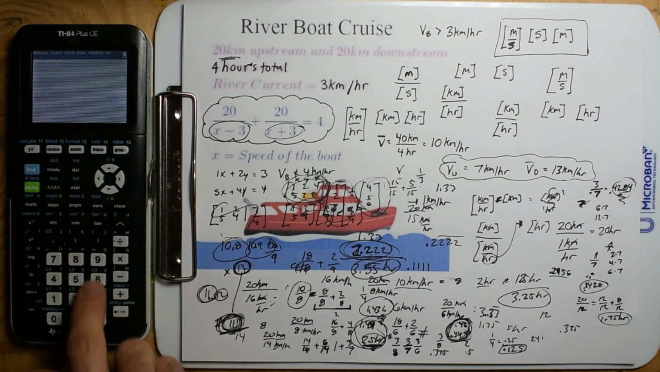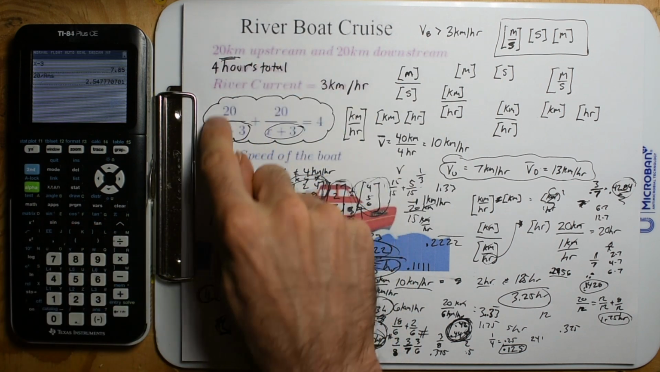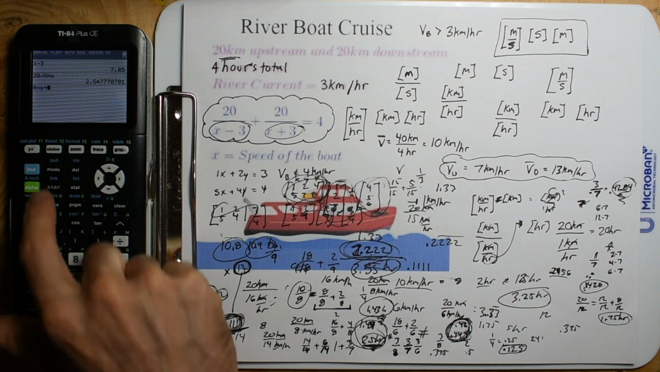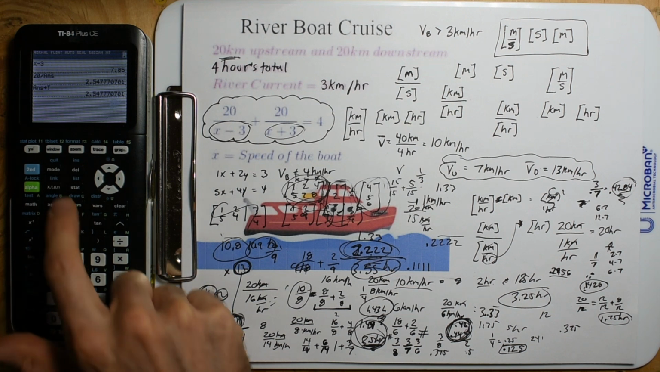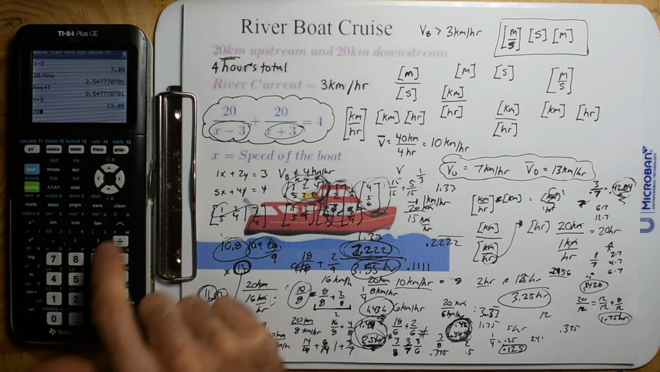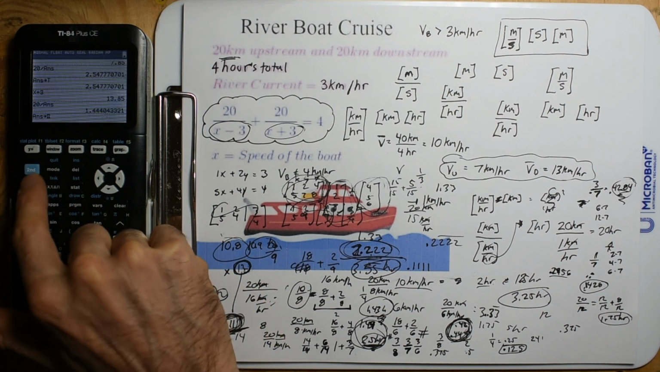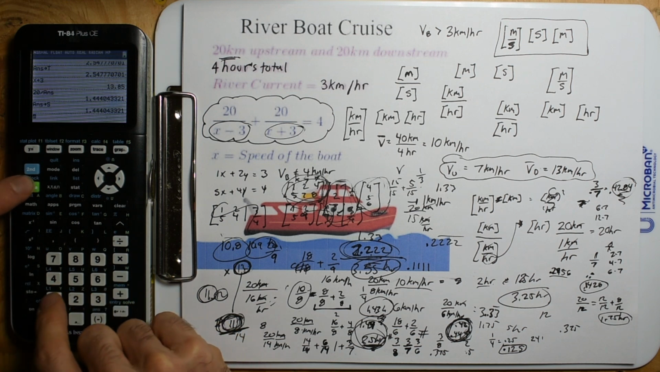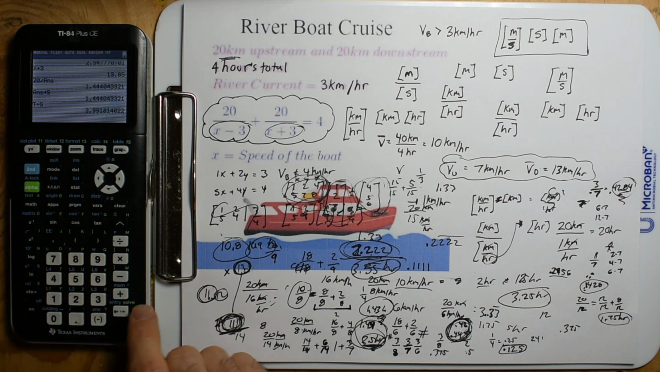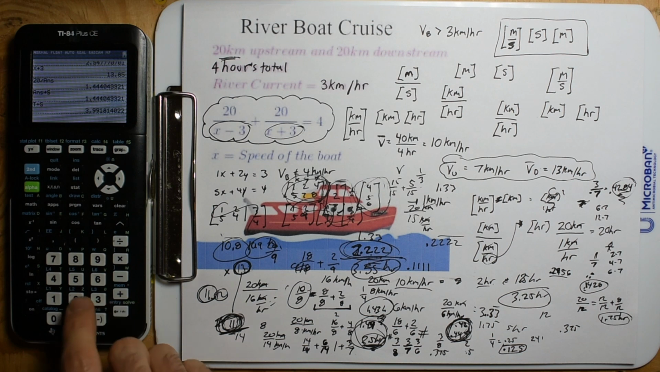And now I can just do x minus 3, and then 20 divided by that. And you can see how I could even do this step all in one now. I'm going to store that as alpha t, and then x plus 3, and 20 divided by that. Store that as alpha s. And now alpha t plus alpha s. So that was a little bit fast. And so that was a speed of 10.85.